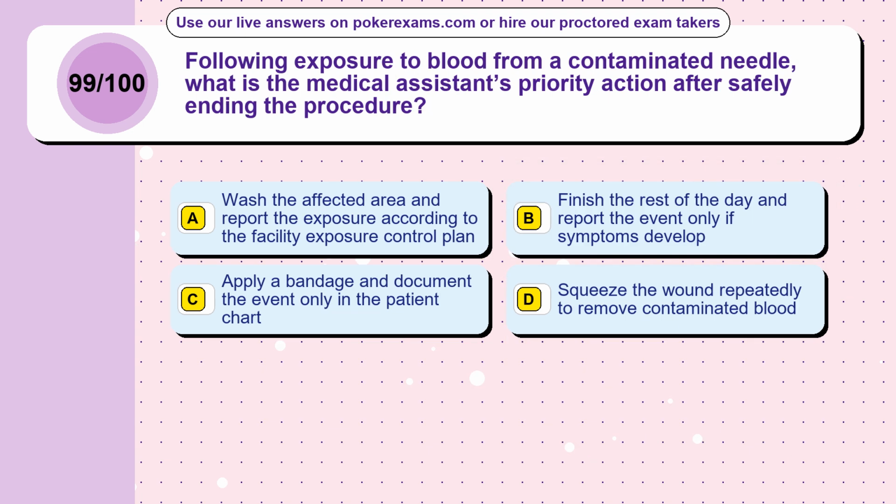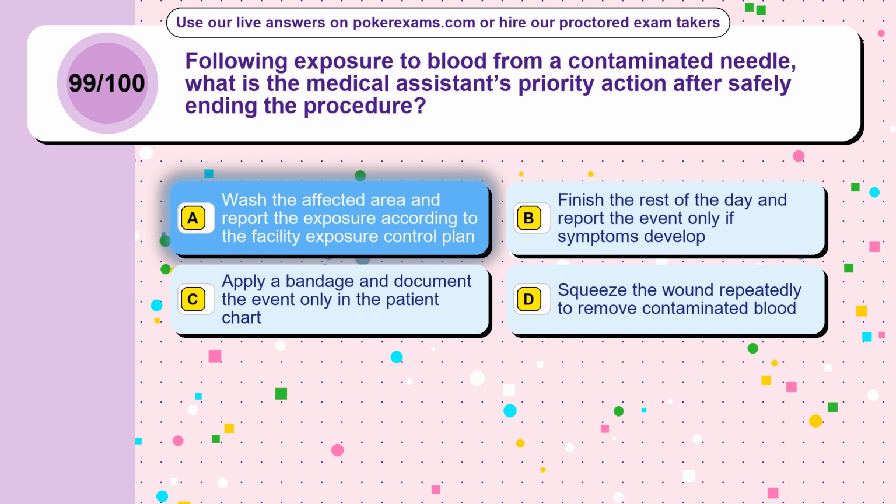Question 99. Following exposure to blood from a contaminated needle, what is the medical assistant's priority action after safely ending the procedure? Option A, wash the affected area and report the exposure according to the facility exposure control plan. Option B, finish the rest of the day and report the event only if symptoms develop. Option C, apply a bandage and document the event only in the patient chart. Option D, squeeze the wound repeatedly to remove contaminated blood.